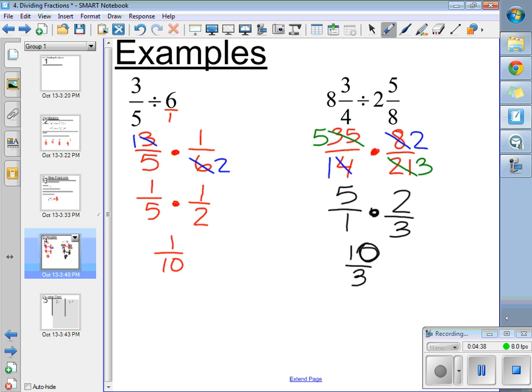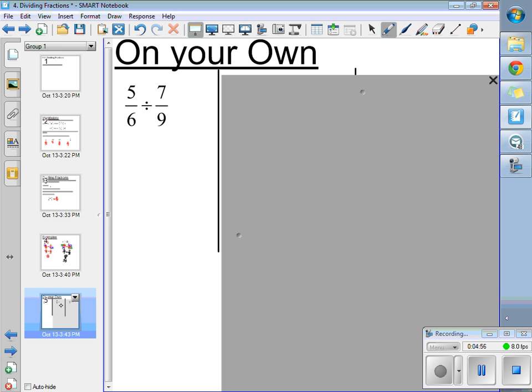All right, so you can leave it like that unless you were told to simplify it, and if we put it as a mixed number, 3 1/3 if you need it as a mixed number. If you're told to leave it as an improper, you want 10/3. All right, next, on your own. As you guys know, pause this, do it on your own, and then come back and check.